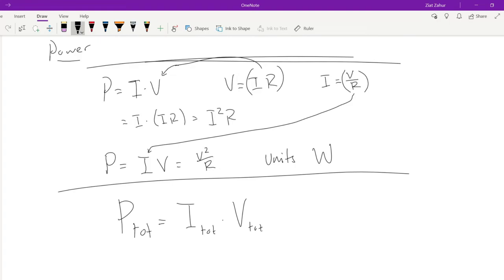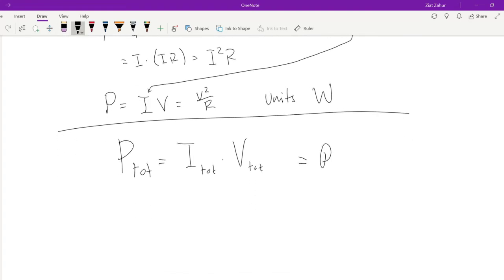P12 is P1 plus P2. It's for all labs. Power just adds up scalarly, so you just add them up no matter what kind of system you have.